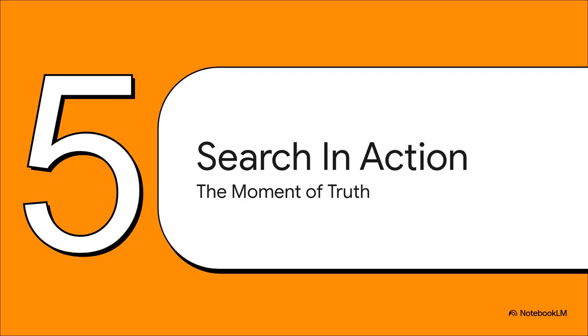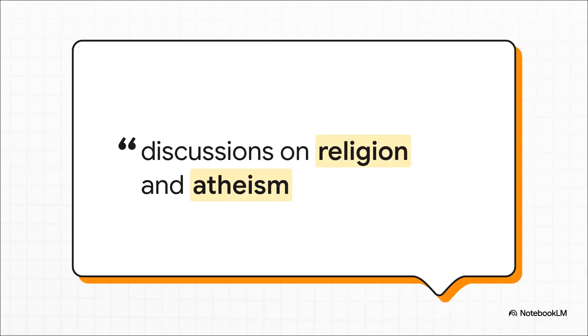Okay, everything is built, the text is clean, it's vectorized, it's all indexed. This is it, the moment of truth. Let's give our brand new search engine a real test with a query that would totally stump a simple keyword search. Here's our query: discussions on religion and atheism. Now, think about that. This isn't just looking for keywords. It's asking for a concept, for a type of conversation. This requires a real understanding of the topic. So, what's our little engine going to find?